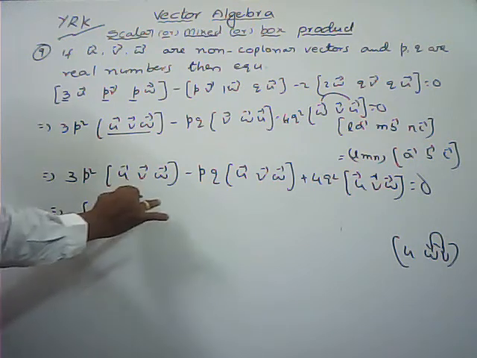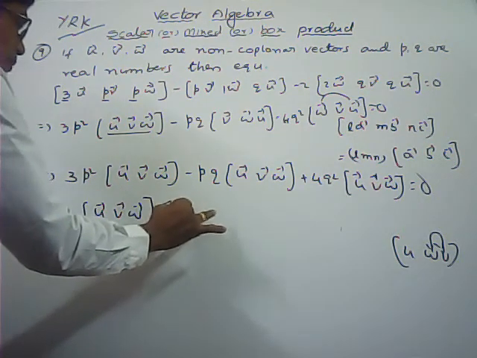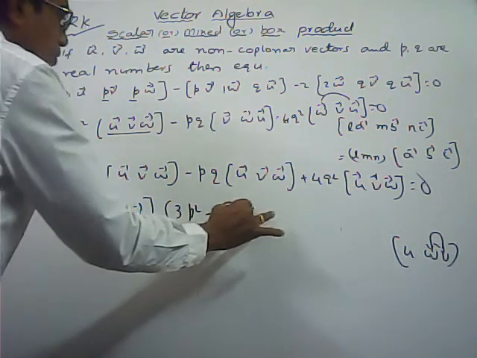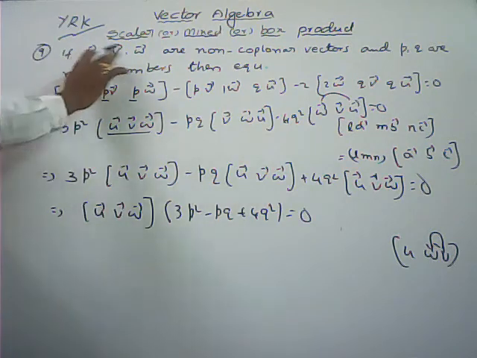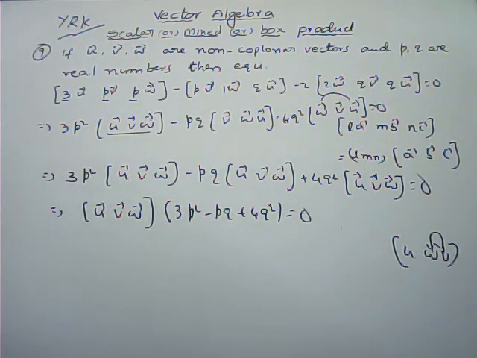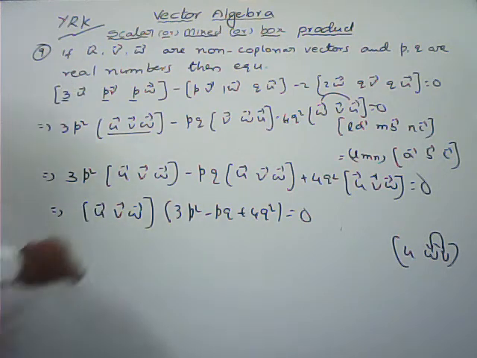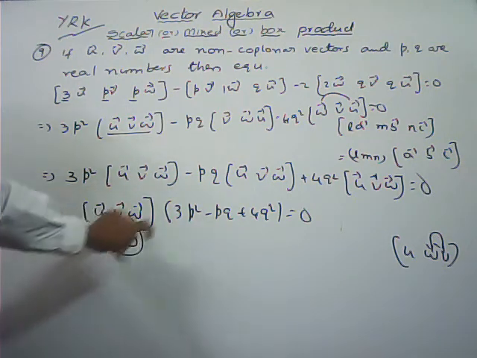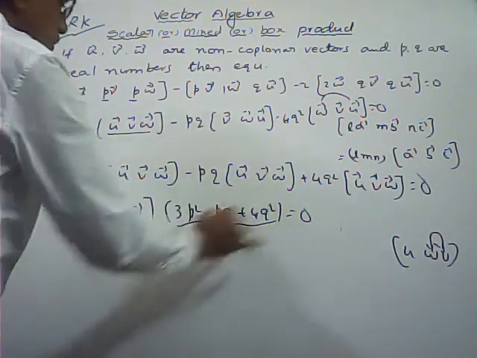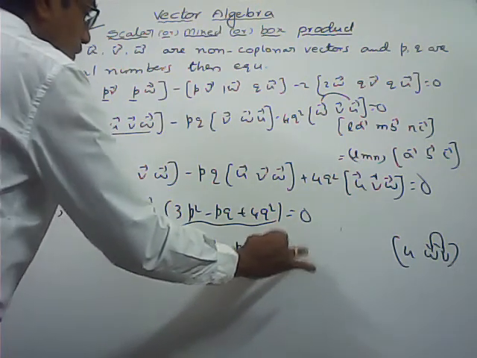This is the scalar only, box UVW, box ABC always represents scalar. Now here in the bracket 3p square minus pq plus 4q square, that is equal to 0. Here already hint is given, UVW, the three are non-coplanar. If they are coplanar, its box equals to 0. Non-coplanar is given. This is never equals to 0. But their product equals to 0 means this one compulsory equals to 0. 3p square minus pq plus 4q square should be equals to 0.